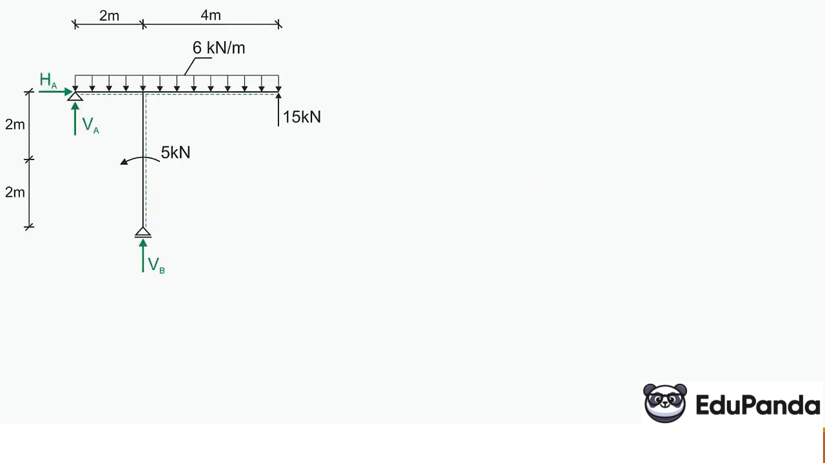The first thing we need to do is, of course, calculate the support reactions. In the fixed hinge support, we have two reactions, a horizontal and a vertical component. In the sliding hinge support, there is only a vertical component. So, from the sum of moments about point A, we calculate the reaction VB.